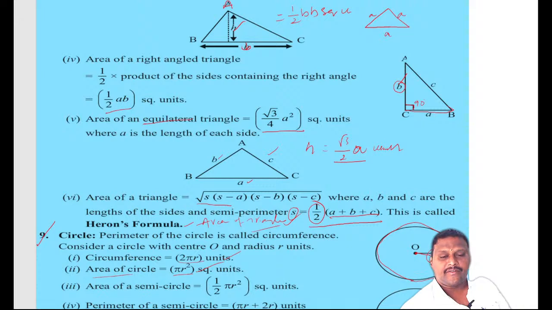Then area of a semicircle. Semicircle means half of the circle. And area of a semicircle is equal to pi r square by 2, that is half pi r square units. Then perimeter of a semicircle. Semi means half, right? What is the circumference of a circle? 2 pi r. Half means pi r.